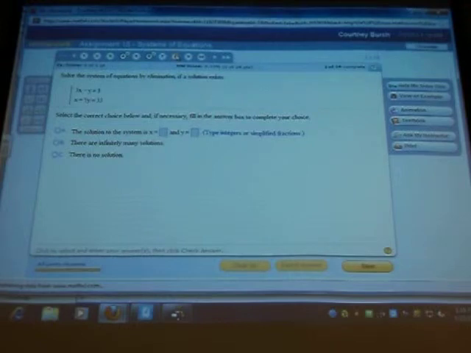Now I would rather get the x by itself in the second one. How are you going to get the x by itself? It really doesn't matter. You can get the x by itself. It really doesn't matter.